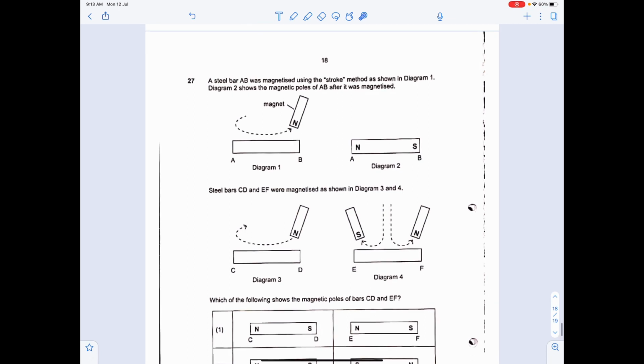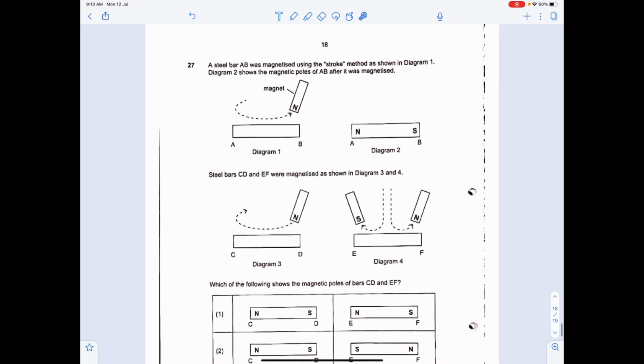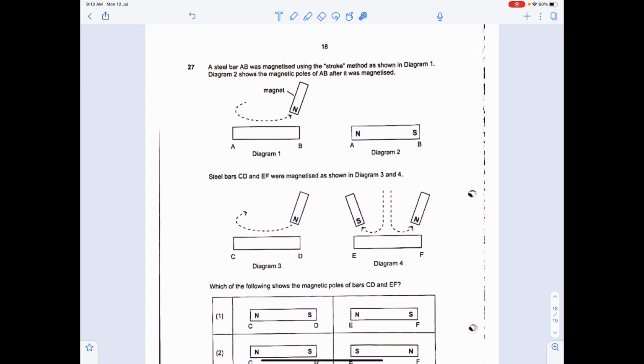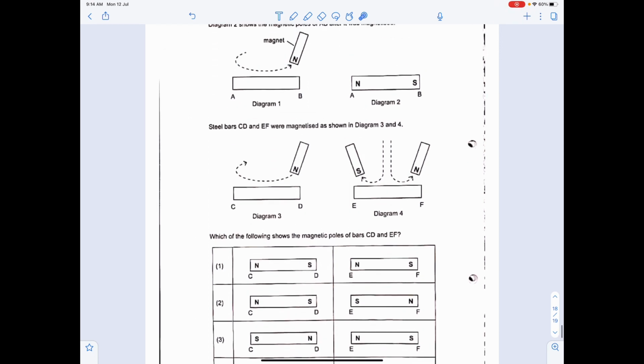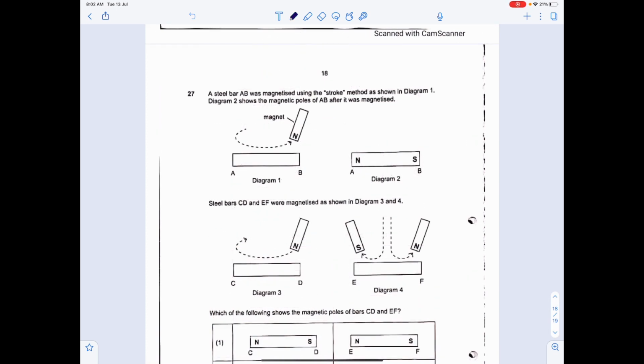Okay. Question 27. Alright? Okay, we will stop here at question 27. We'll do this the next lesson. Question 27.